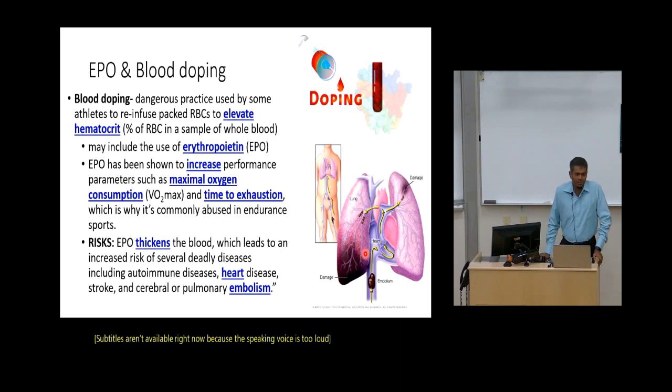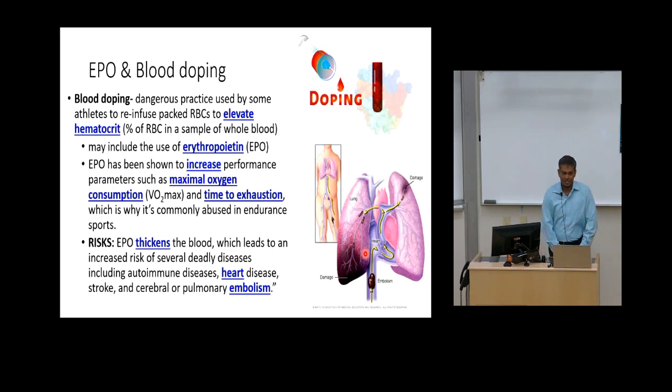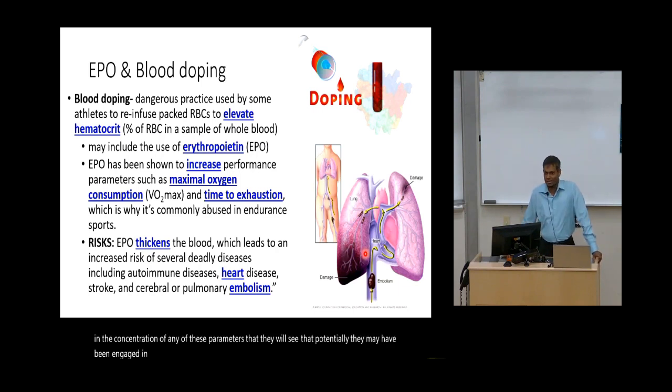And so, do you know what is the way to track people who are doing that? In modern times, recently they have what is known as the athlete's biological passport, where they will keep track of a number of parameters in the blood, like the normal hematocrit levels, and the level of testosterone in their urine, and they will keep track of this over time, and if there are any abnormalities and changes in the concentration of any of these parameters, right, they will see that potentially they may have been engaged in illegal practices. So that's how the sports authorities try to keep athletes in check.